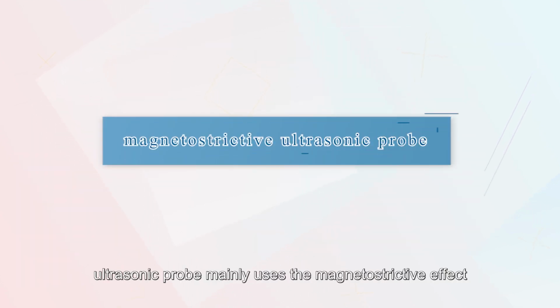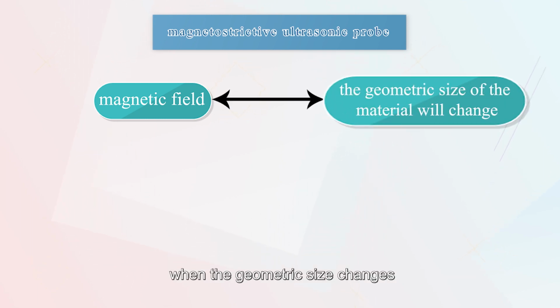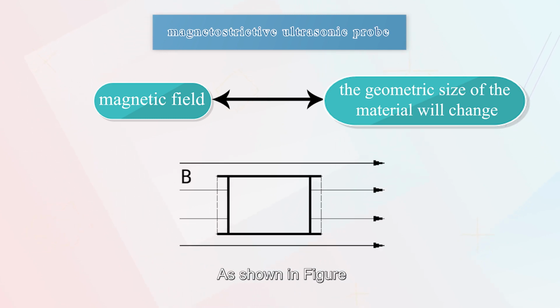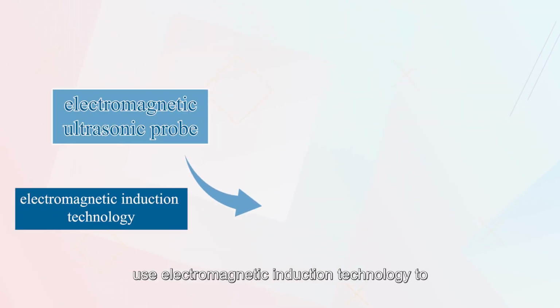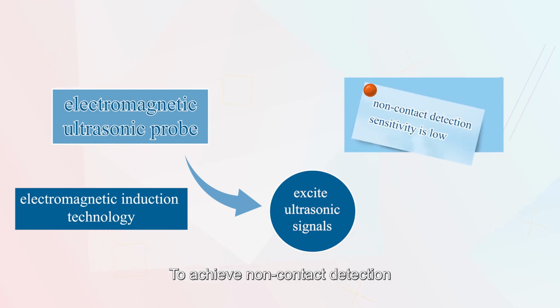The magnetostrictive ultrasonic probe mainly uses the magnetostrictive effect. That is, under the action of the magnetic field, the geometric size of the material will change, and conversely, when the geometric size changes, the original magnetic field can be changed, as shown in the figure. Electromagnetic ultrasonic probes use electromagnetic induction technology to excite ultrasonic signals to achieve non-contact detection, but the sensitivity is low.